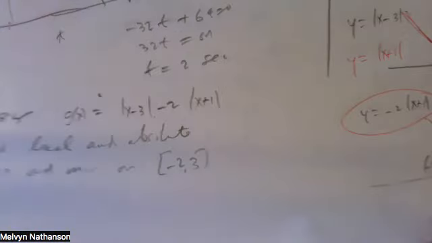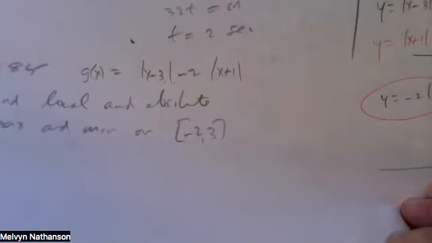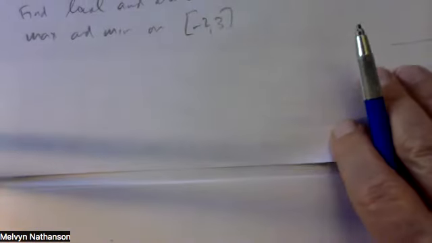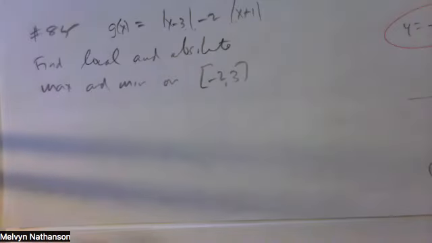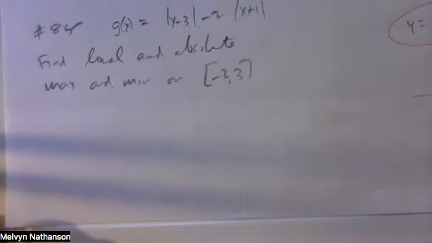So let's see how we can graph this by hand. If you are using Maple, of course, you can get a beautiful graph with Maple, but maybe I'll do that in a moment. But let's see how we can do this by hand. So let me write down this problem again. This is number 85. g of x is the function absolute value of x minus 3 minus 2 times the absolute value of x plus 1. And we're looking at this on the interval from minus 2 to 3.